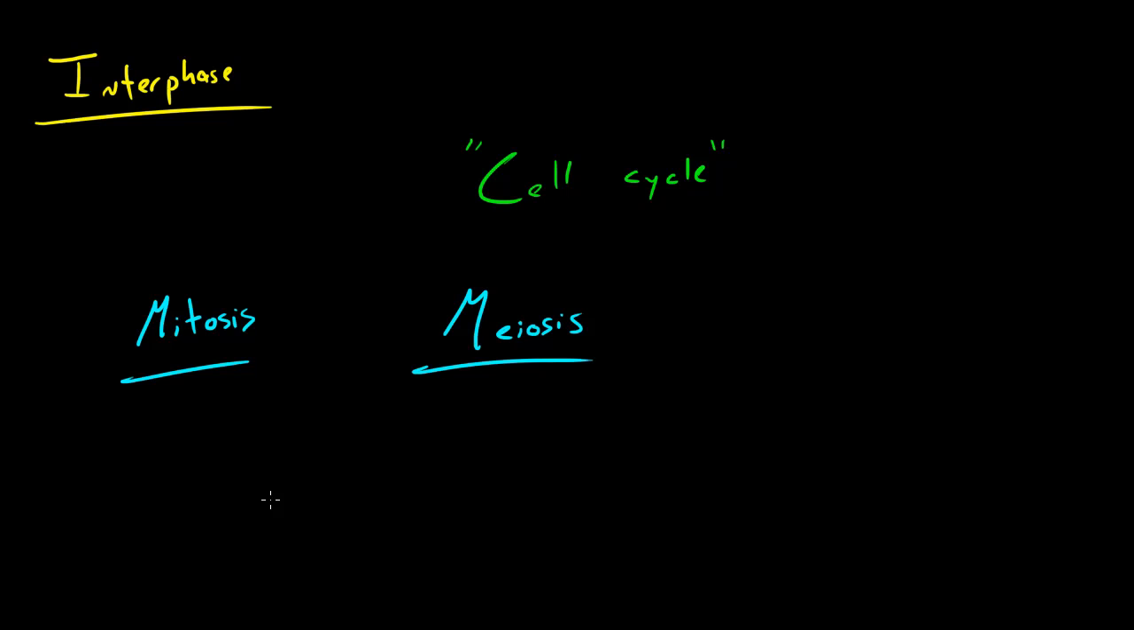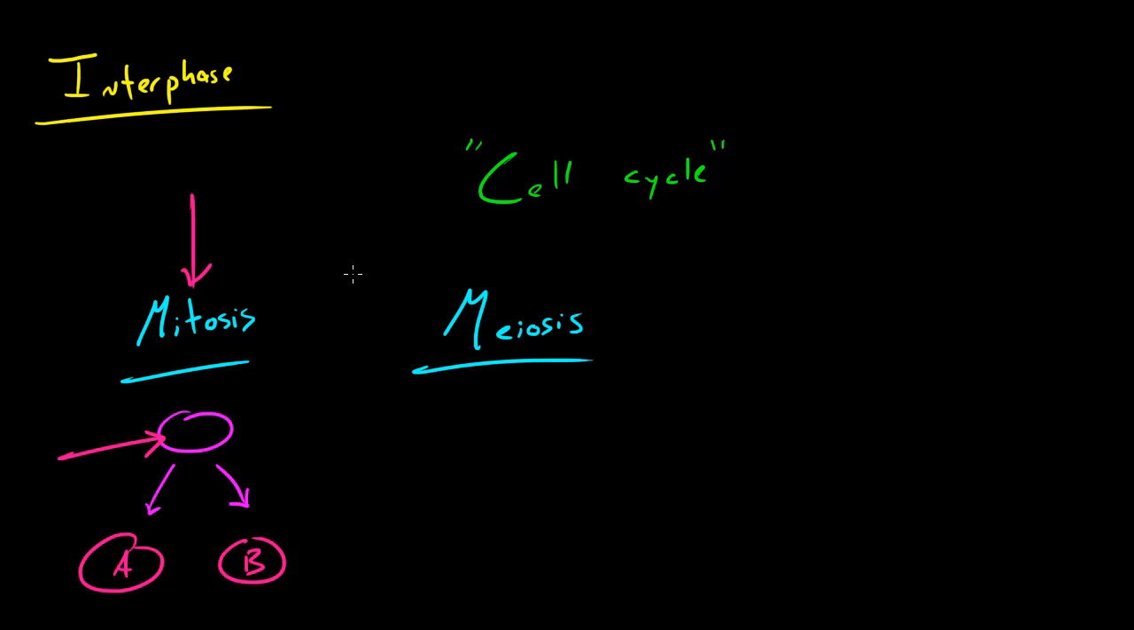Now, most of the cells in your body, and when I say most of the cells, I mean your skin cells, your muscle cells, your lung cells, what they do is pretty much whenever they want to divide, they take the parent cell and they split. That parent cell splits in two. So you end up with two cells, we'll call them A and B, identical to that original parent cell. So mitosis is pretty much a really simple understanding of cellular division. Whenever you think of cells dividing, you probably think of mitosis. It's the first thing that pops into your head.